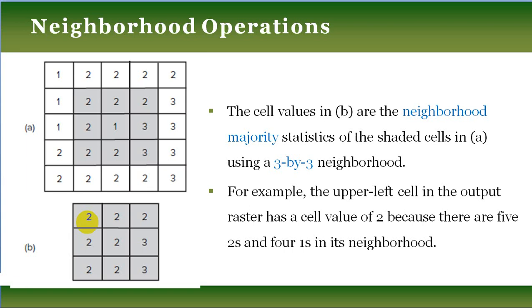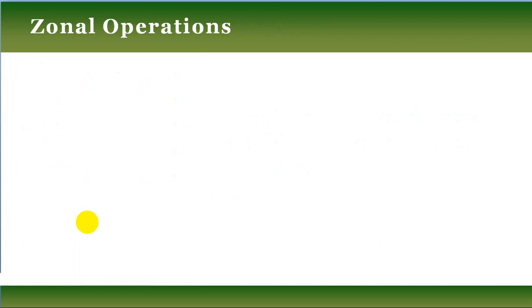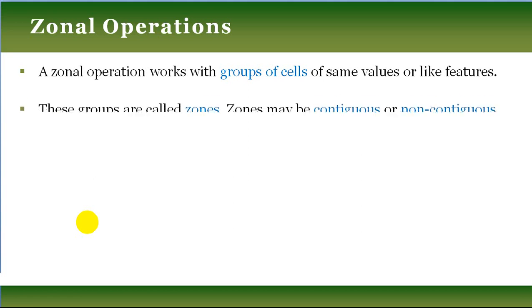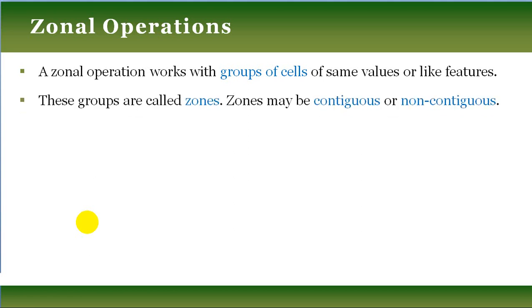Okay, so local, focal, then we should discuss the zonal operation. In zonal operations, instead of focal cells or cell by cell operation, it will use a group of cells, and all those cells in the group have the same value. Those groups of cells which have the same value are called zones. Zones may be contiguous or non-contiguous.